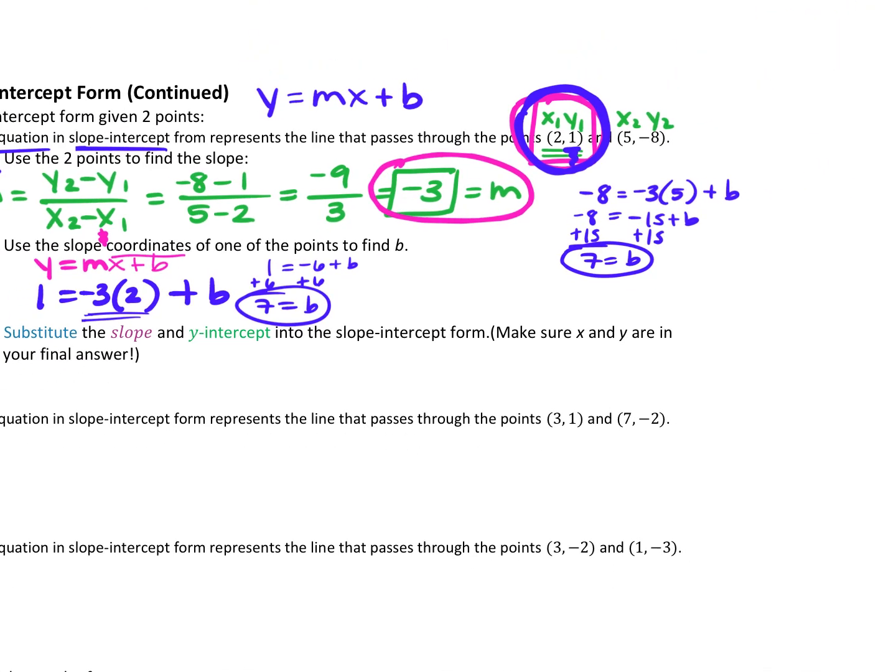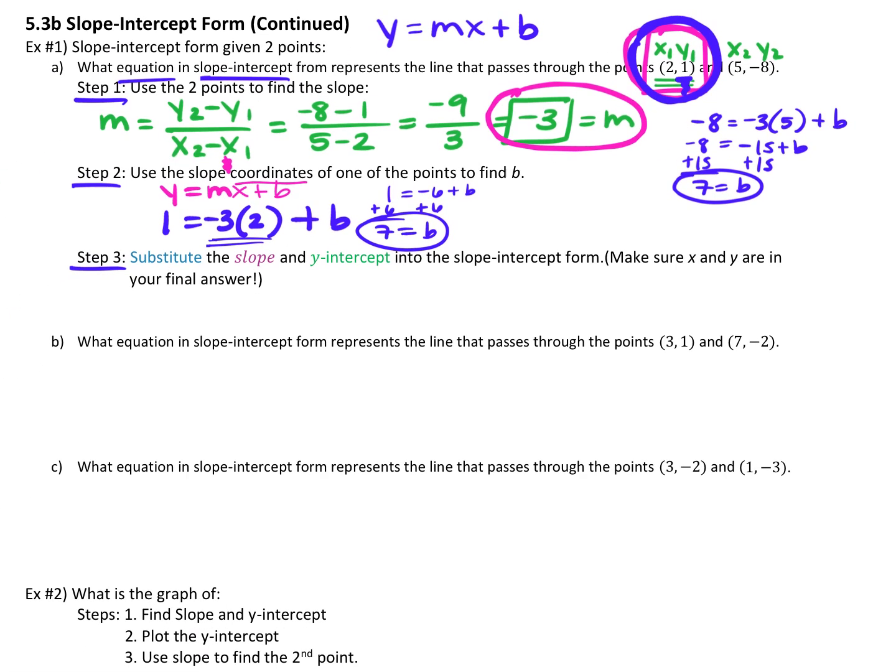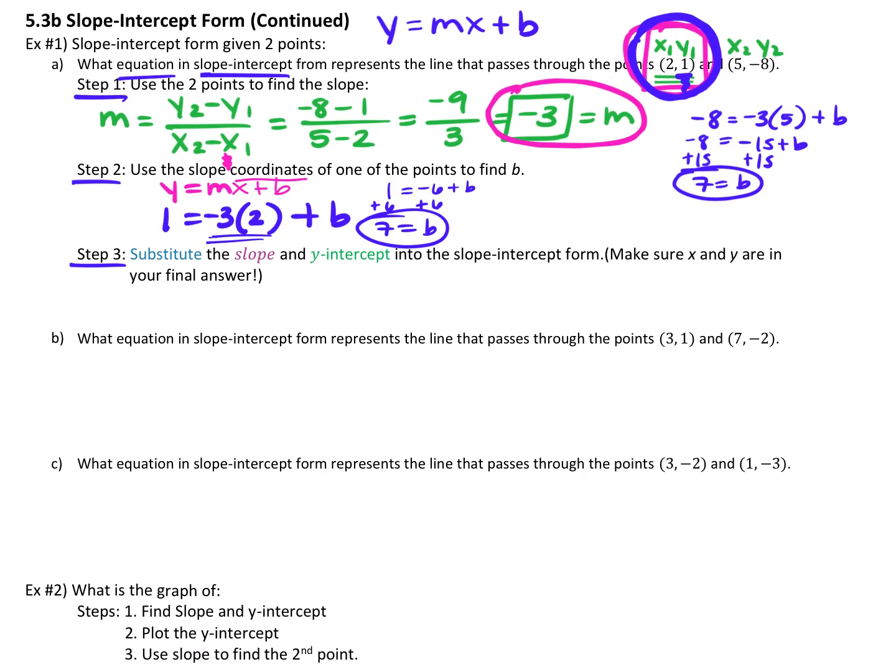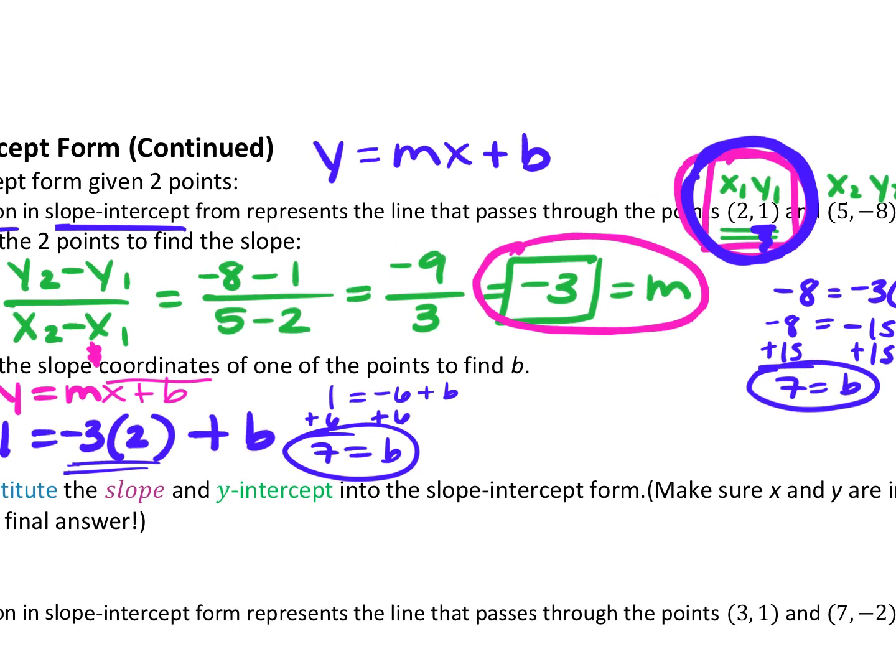Okay, so here's what we have. They say, write the equation in slope-intercept form. When you write an equation in this form, you should have a number here and a number here, but the x and y should be x and y. So your final answer needs an x and a y in it, no other variables.